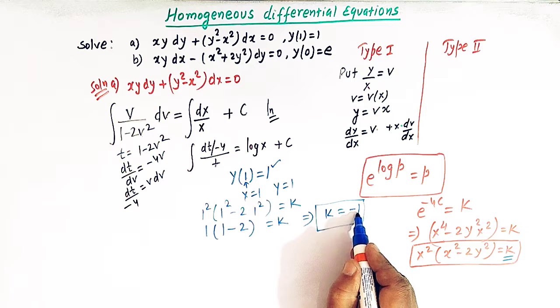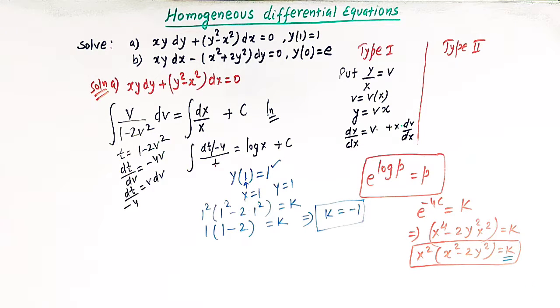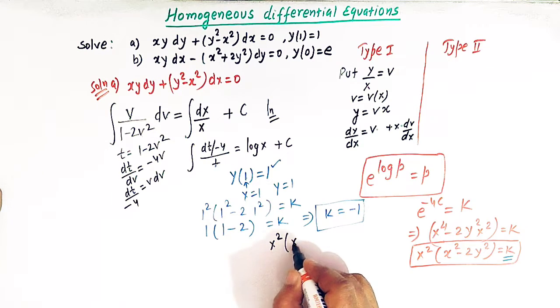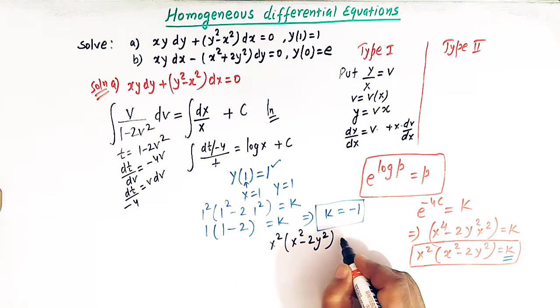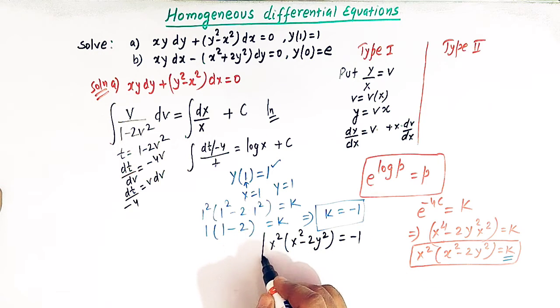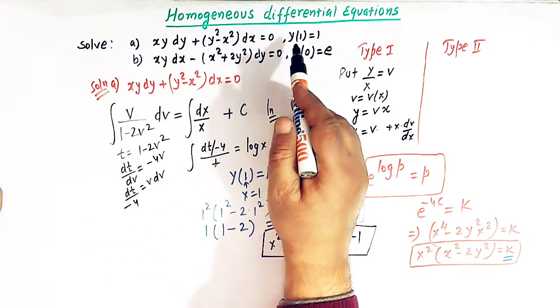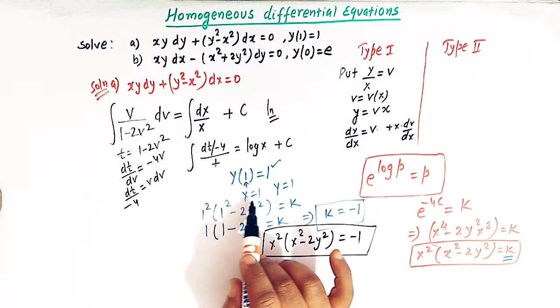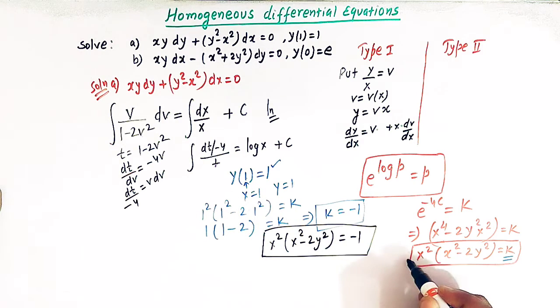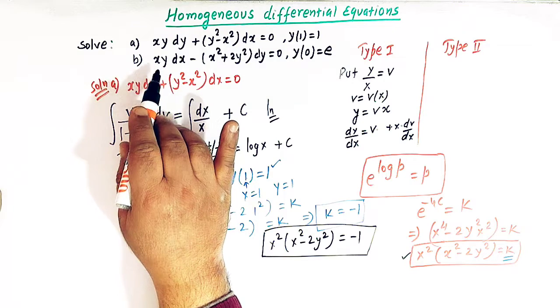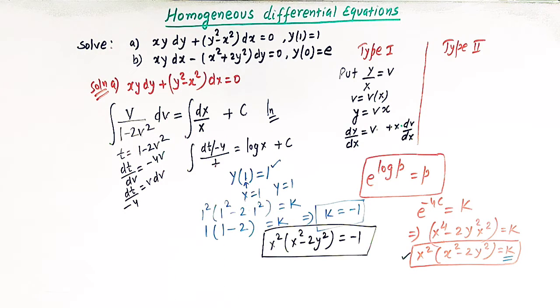So taking k is equal to minus 1 in this equation, we will get the particular solution of the given differential equation. So we have x square minus 2y square, here we have minus 1, right? So this is the particular solution of this differential equation when the boundary conditions are x is equal to 1, y is equal to 1, and this is the general solution, right? Now let us consider the second homogeneous differential equation.